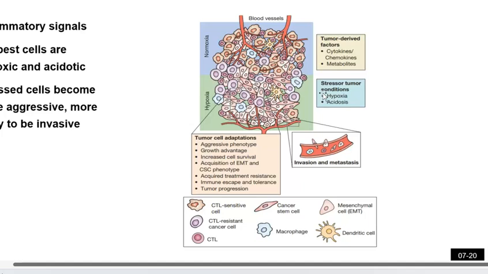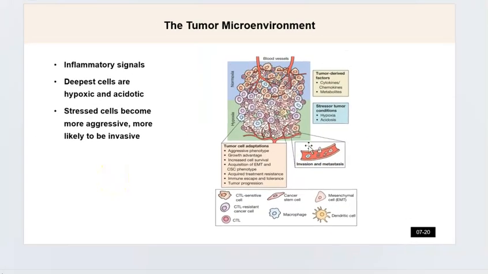Okay. And in here, they tell some of these tumor cell adaptations, right, are listed here. And then you have this breaks this barrier, and we can get the invasion and metastatic cells. So the point of all this is that stressed cells become more aggressive and are more likely to be invasive, which is not a good thing that we want, right?